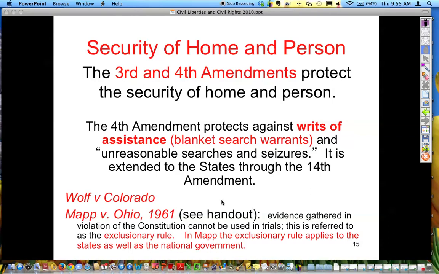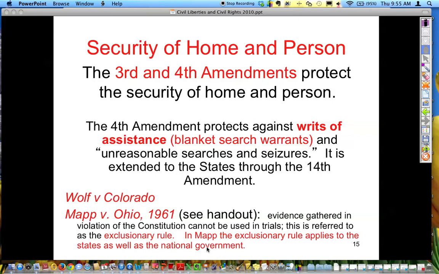And I've given you these handouts, or you can look on the website for them. Wolf versus Colorado originally did not extend the case. This is the precursor to Mapp. It did not extend those protections to the states. But the court case Mapp versus Ohio, when you see this case, you should think exclusionary rule. Evidence gathered in violation of the Constitution cannot be used in trials. This is referred to as the exclusionary rule. In Mapp versus Ohio, the exclusionary rule applies to the states as well as the national government.